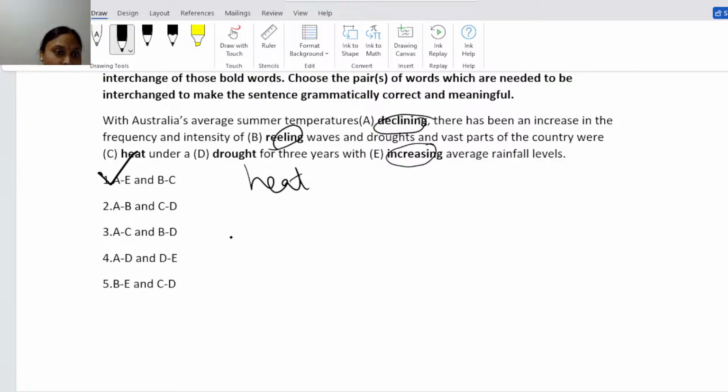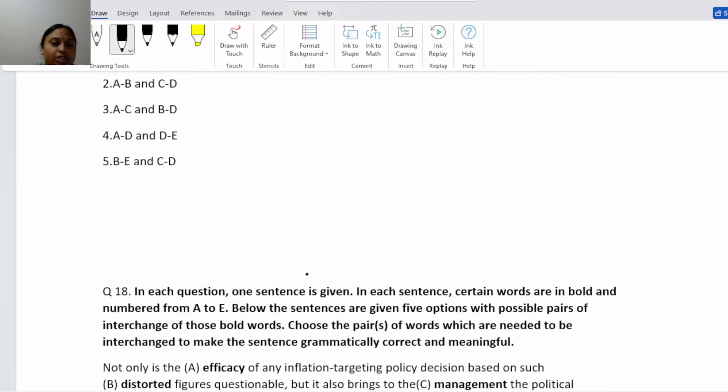We have to change. Then the statement will be: with Australia's average summer temperatures increasing, there has been an increase in the frequency and intensity of heat waves and droughts, and vast parts of the country were reeling under a drought for 3 years. Reeling means facing. Droughts for 3 years with declining average rainfall levels. So declining is day by day it is going to decrease. In this way, A to E, B to C we have to change.